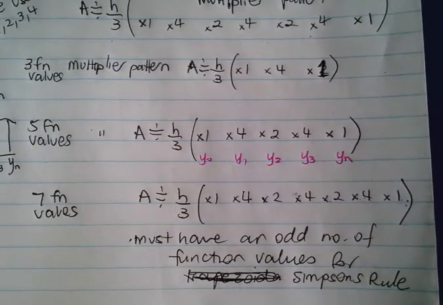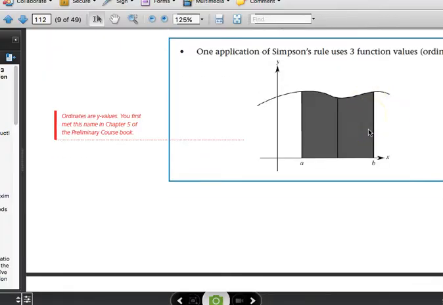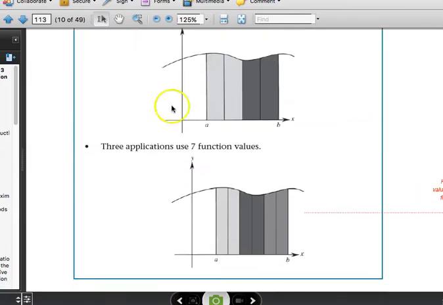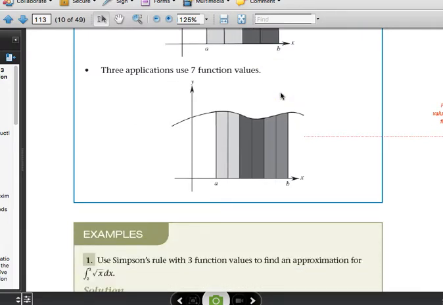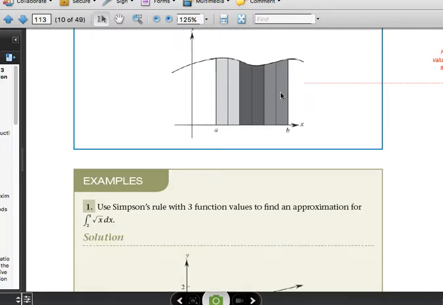All right, so this is very similar to what you've just done, just a different multiplier pattern. So notice 2 subintervals here, 1, 2, 3 function values. Got it? 4 subintervals, which is 4 spaces, 1, 2, 3, 4, 5 function values. Don't worry about this 3 applications business; I don't do it that way. If we've got 6 subintervals, 7 values. It's like when you build a fence: you need 1 pole on either side to make 1 section. So 6 subintervals, 7 function values.